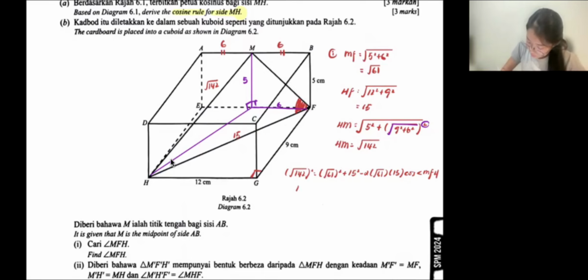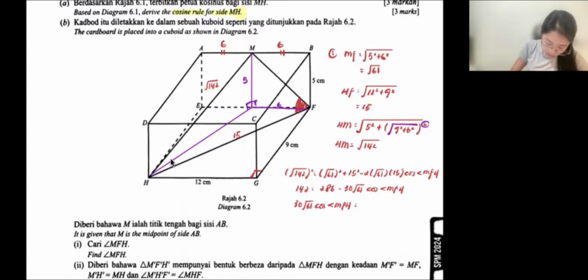So square root and square remove. This is 142. This is 61 plus 15 square. So this is 286, and then minus 30 surd 61 cos MFH. Then move things around. 30 surd 61 cos MFH equals 286 minus 142, which is 144. So cos MFH will be 144 divided by 30 surd 61.